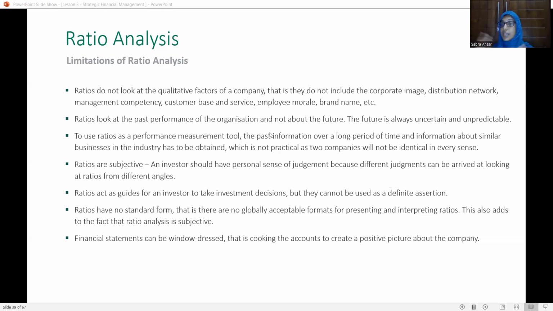Now ratios are basically subjective, right? So an investor should have a personal sense of judgment, because different judgments can be arrived at by looking at ratios from different angles. So this is a subjective measurement, so it is a limitation. Ratios act as a guide for an investor to take an investment decision, but they cannot be used as a definite assertion. So obviously, this is just a guide, right?